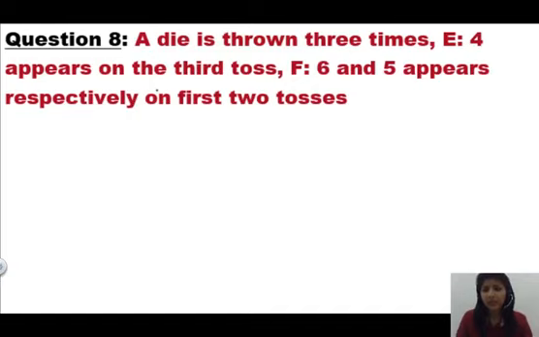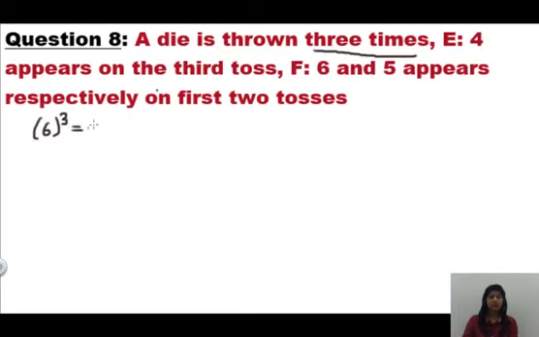In question number 8, what are they saying? See, a die is thrown 3 times. When we throw a die, what are the possible outcomes? 6. Okay, how many times are we repeating it? 3 times. So the possible number of outcomes in the sample space will be 216.